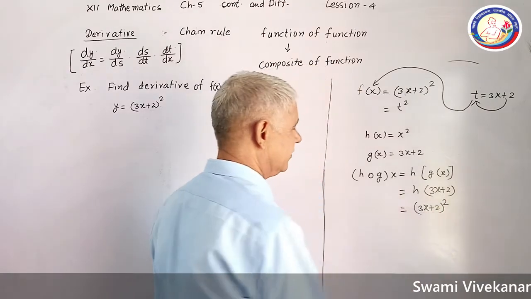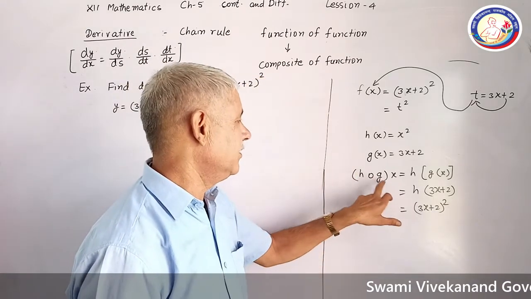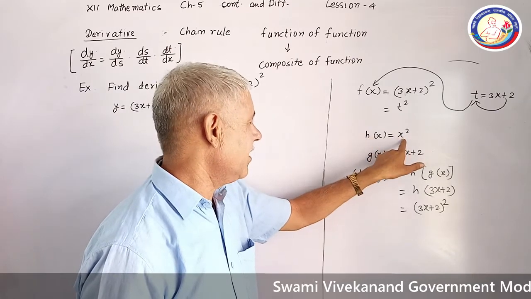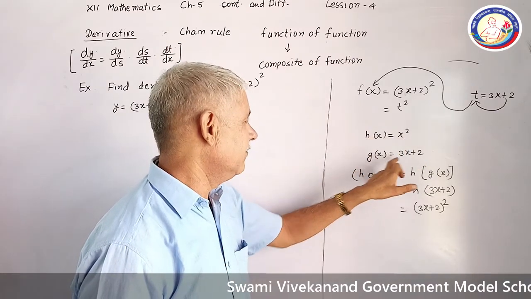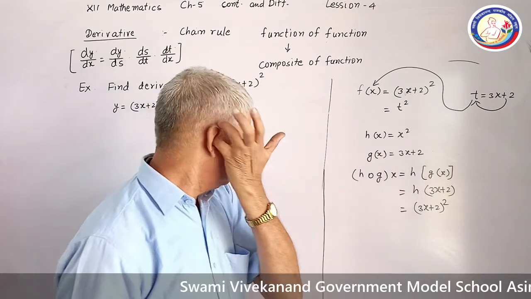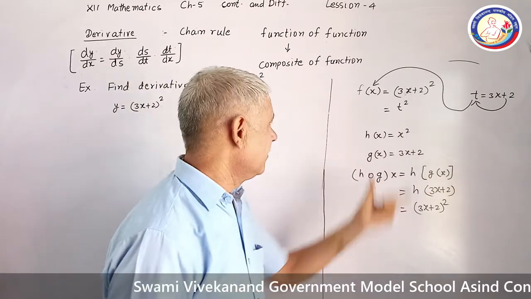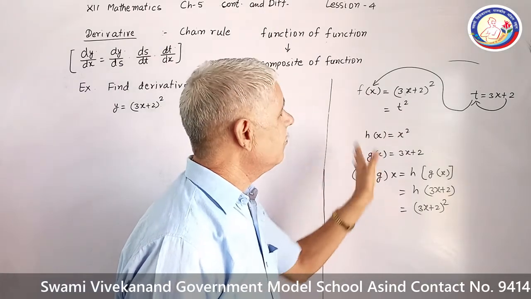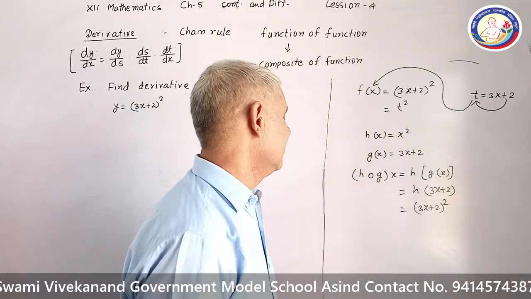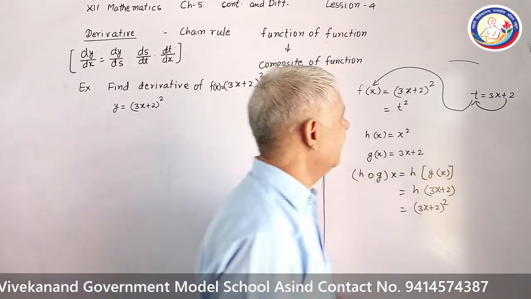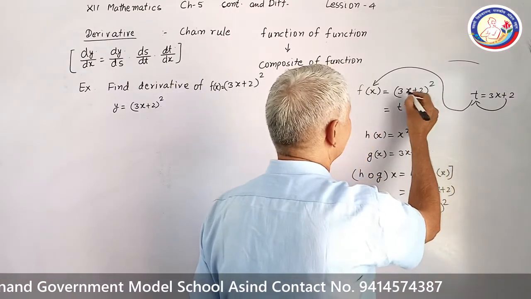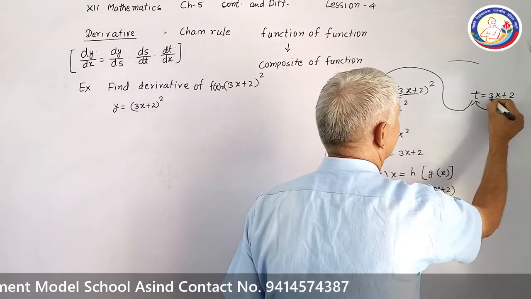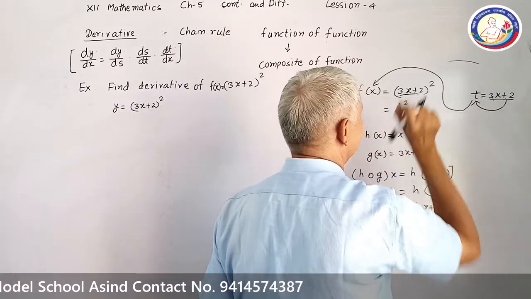So this is a composite function of two functions h and g, where function h is given by x square and function g is given by 3x plus 2. What will be the process of finding the derivative of a composite of two or more than two functions? We will take it this way. Let this be equal to t. Then 3x plus 2 is equal to t.